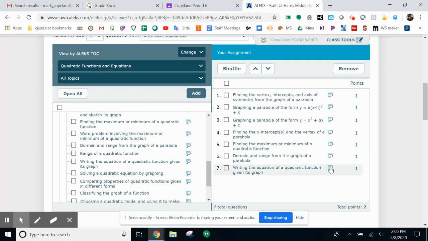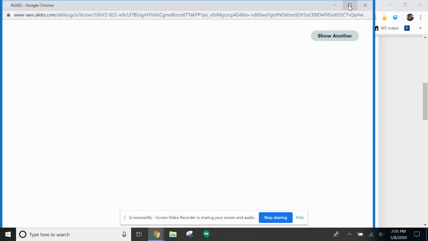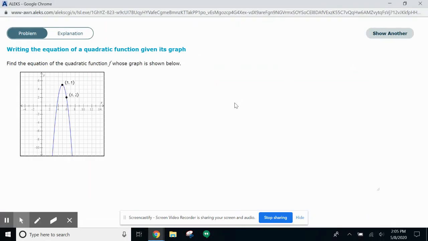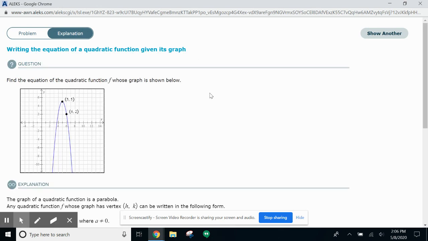Now our last question here that we're going to go to is we want to find the equation of a quadratic function whose graph is shown. So we're going to start with a graph and finish with the equation, which is kind of opposite than what we started with at the beginning of this lesson.